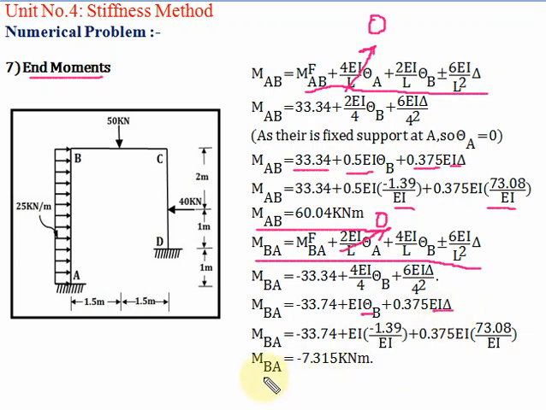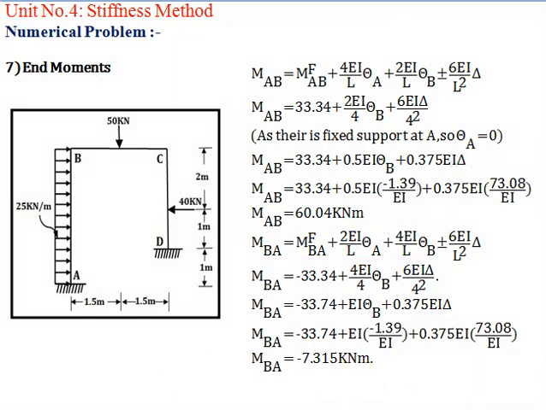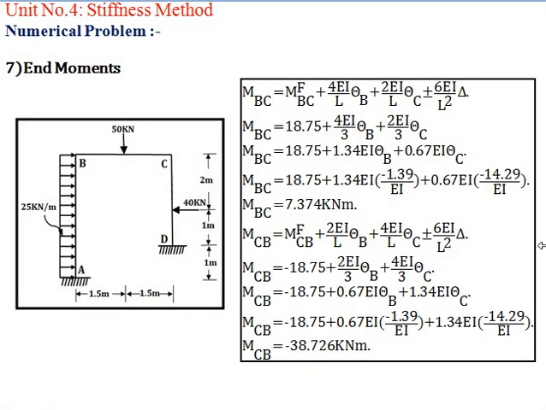Okay, so by putting the value and solving the equation, we get the moment in member BA as minus 7.315 kilonewton meter. So here we have found the moment in member AB as well as in member BA. Okay, now next is to find the moment in member BC and CB.